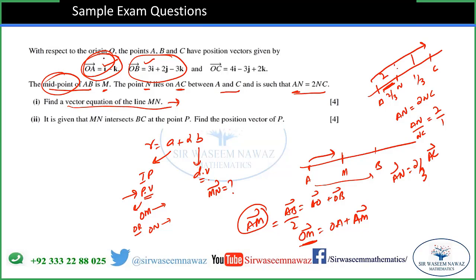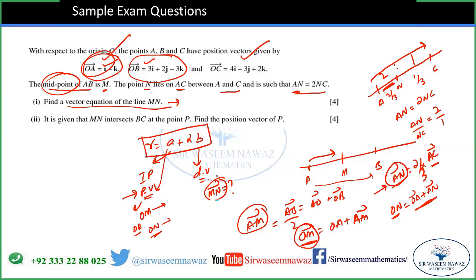Now we have OA, we have OC, we can find AC. By multiplying by 2/3, we will get the vector AN. And what we need is the vector ON. So ON will become OA plus AN, right? OA is given to you and you will calculate from there, and then you will get the vector ON. This is your OM, this is your ON. You can take any of the points as a starting point. Okay, and when you subtract them, you will get the direction vector, that is MN, and you will make the equation r equals a plus lambda times b.